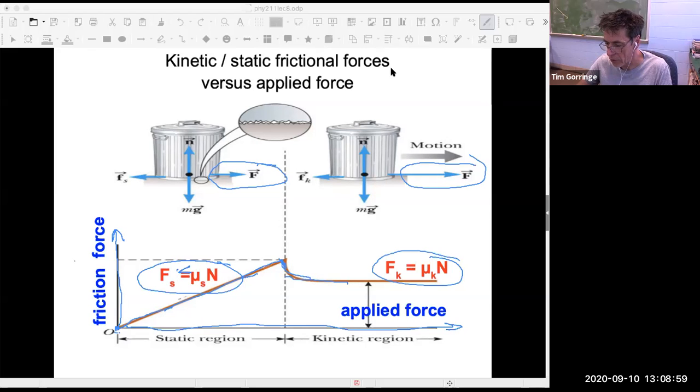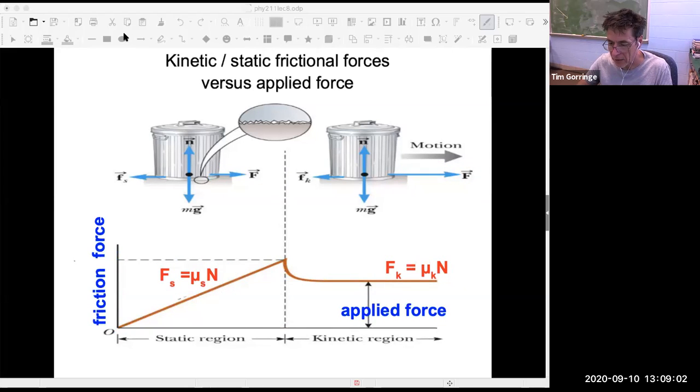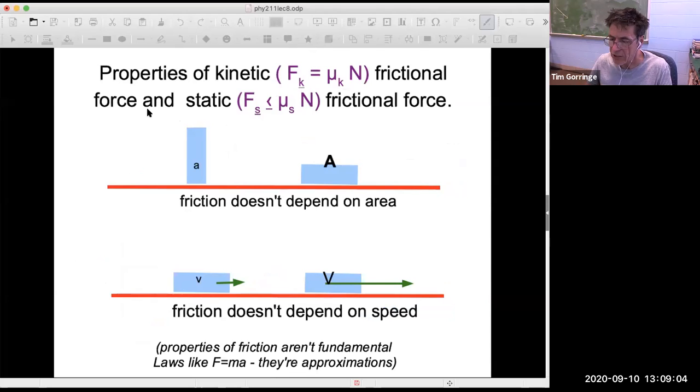Okay, let's get rid of all the junk and let's go on to the next slide. I'm going to be really quick on this slide. So there are some rules about how kinetic friction and static friction work, some properties that static friction and kinetic friction appear to obey. One is that the static frictional force and the kinetic frictional force don't depend on the area of contact between the two surfaces. So what have I got here?